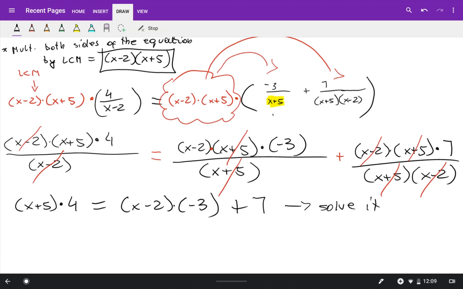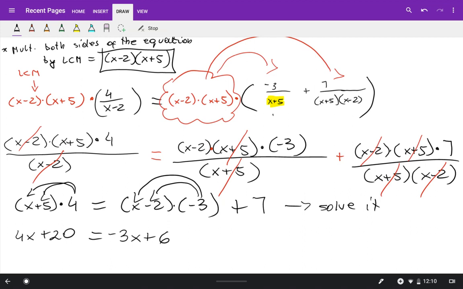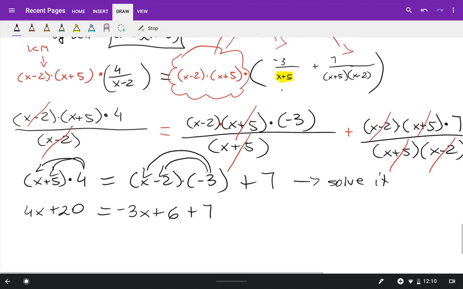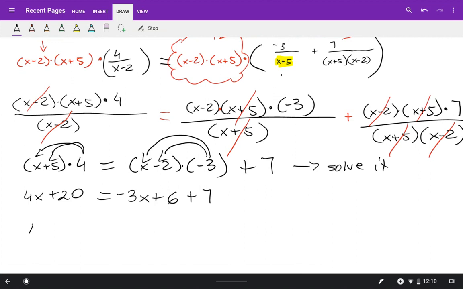So first I'm going to distribute. 4 times x will give you 4x. 4 times 5 will give you 20. Equal. Here you're going to distribute, so you have negative 3 times x, which is negative 3x. Negative 3 times negative 2 will give you positive 6. And of course you have plus 7. So simplify. 4x plus 20 is equal to negative 3x plus 13.